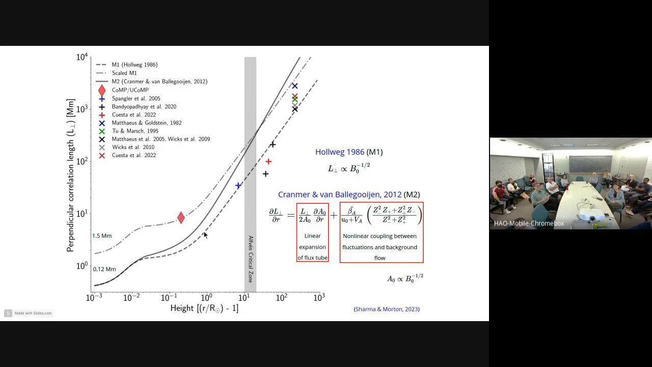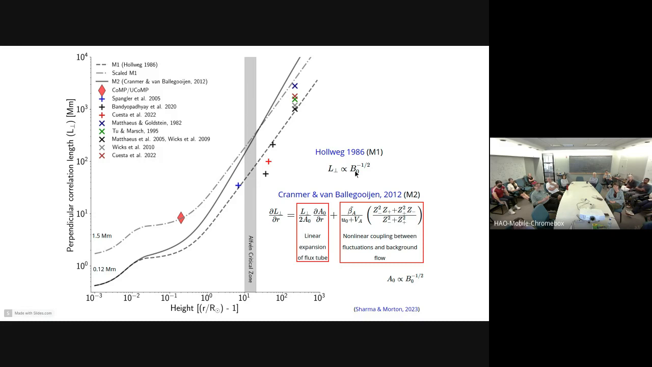So model number 1, which is the dashed line, corresponds to the expansion of the magnetic field, basically. So what it tells us is that the perpendicular correlation length should vary inversely with the magnetic field magnitude, or as the magnetic field expands.